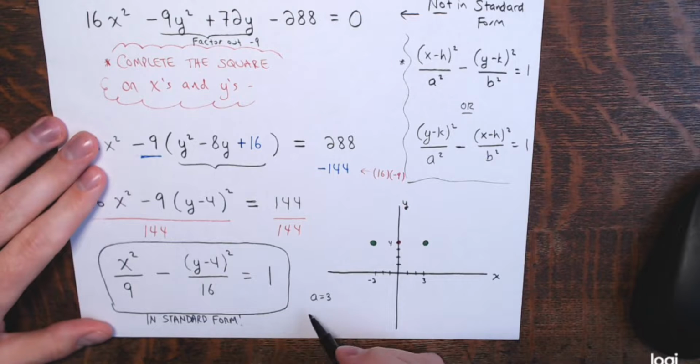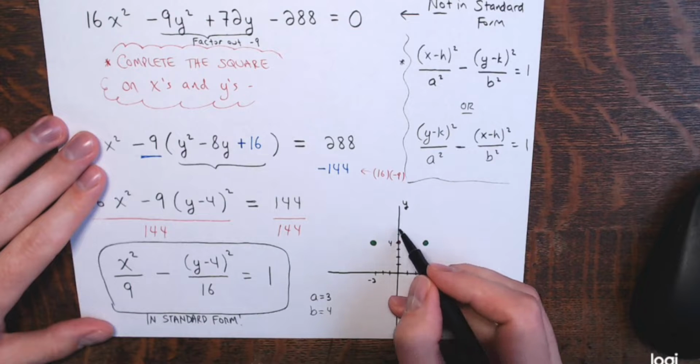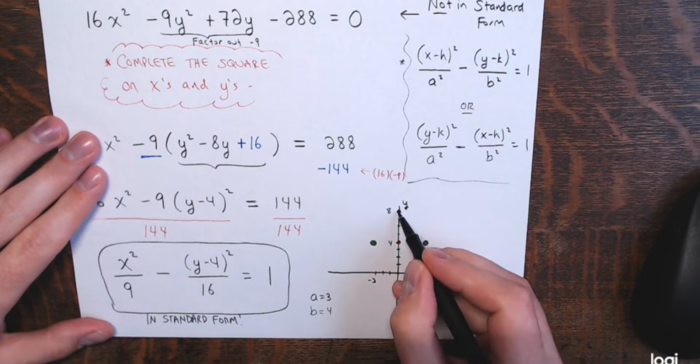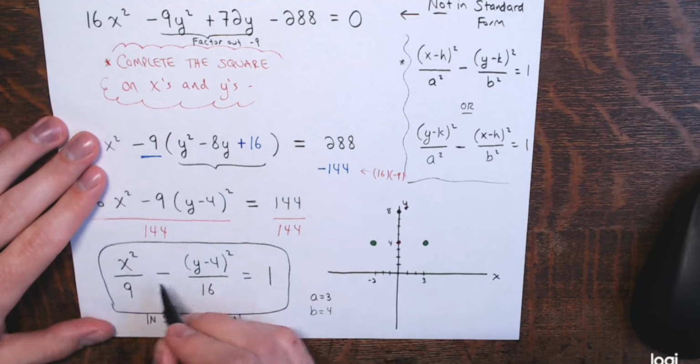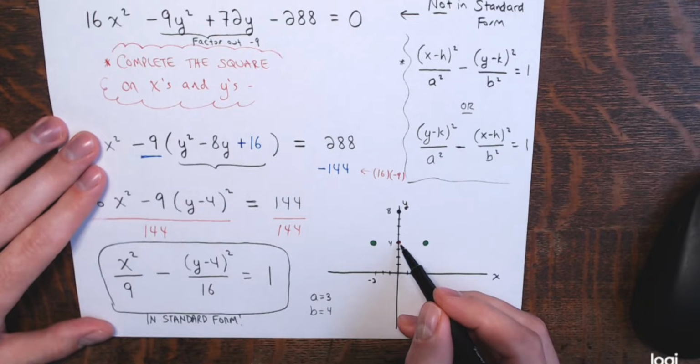Then the value of b would be 4, right? B squared is 16, so b is 4, and then I go 4 units above the center to 0, 8. Now this is a different color because it's not actually a point on the graph. Right? 0, 8 is not a solution to this. If you put in 0 for x and 8 for y, you're going to get 0 minus 1 equals 1. That's not true. And then go 4 units below.